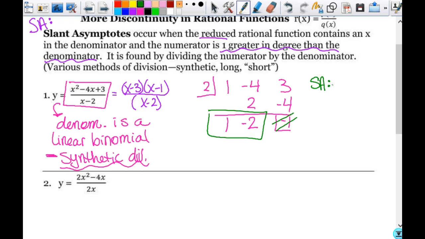So the slant asymptote is y equals x minus 2. And the remainder, we don't even care. Okay. And it's a slant asymptote because it's not horizontal or vertical, right? There's some sort of slope other than 0 or undefined. Are we all good? Yes?